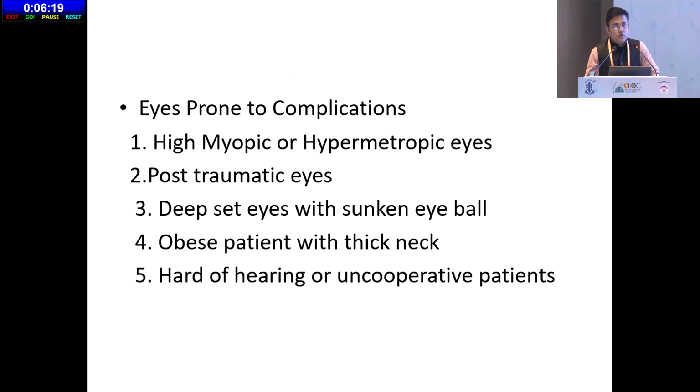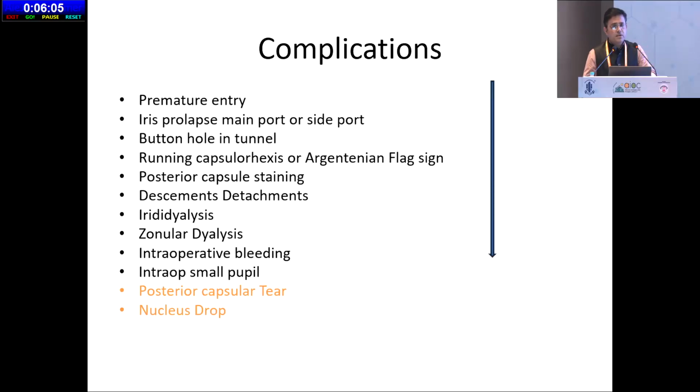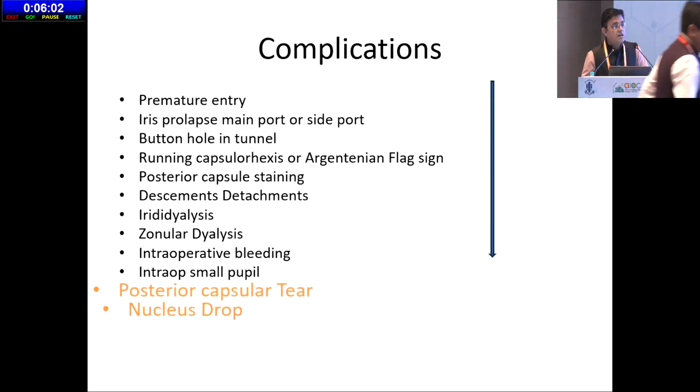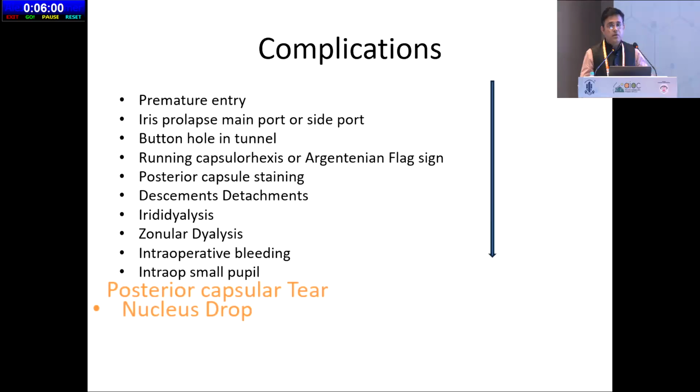So what are the eyes prone to complication? High myopic eyes or high hypermetropic eyes, post-traumatic eyes, deep set eyes with sunken eyeballs, obese patients with thick necks, hard of hearing or uncooperative patients. These are the most common cases that I've seen land up in complications. So I'll be dealing with some basic complications. I won't be discussing PCR and nucleus drop because they are most often talked about in all the conferences.